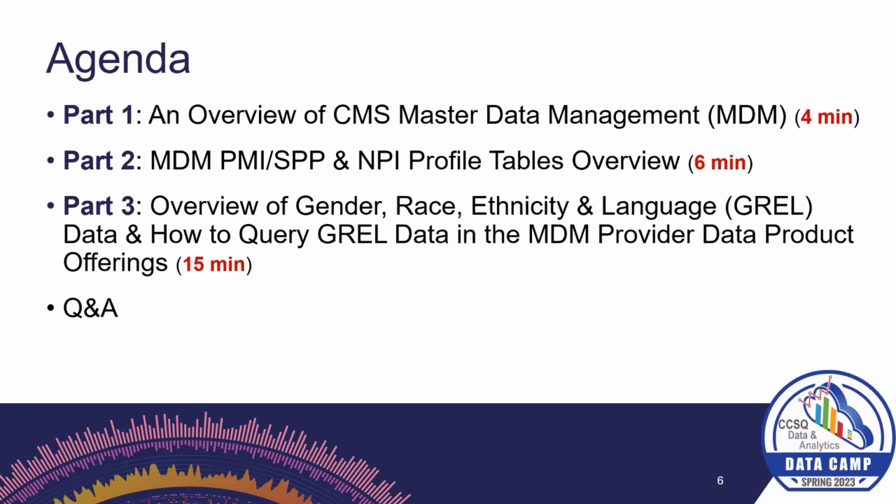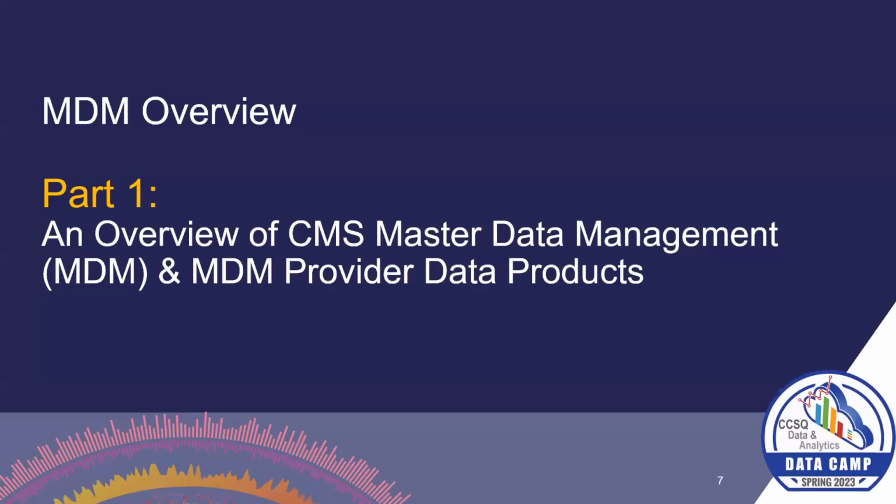And lastly, we will walk through some of the newest information we've added to both the PMI, SPP, and MPI profile tables, and that's our gender, race, ethnicity, and language data. And we'll walk through how you can query that new data in both of our provider data products today. Next slide, please.